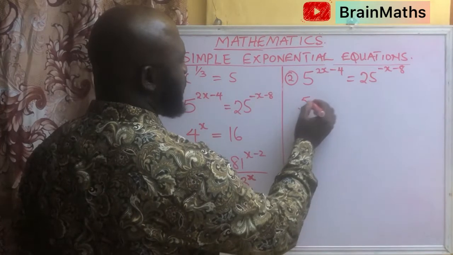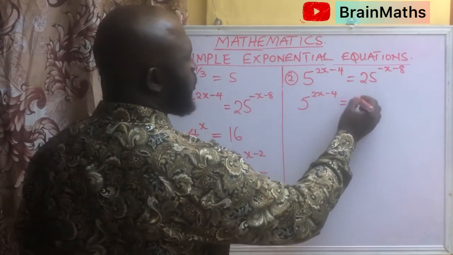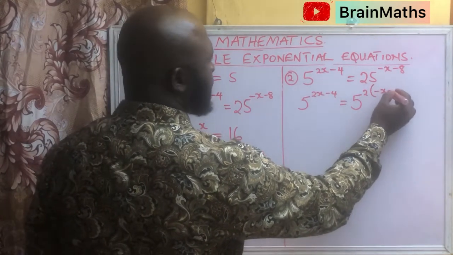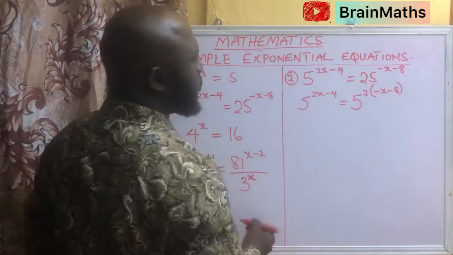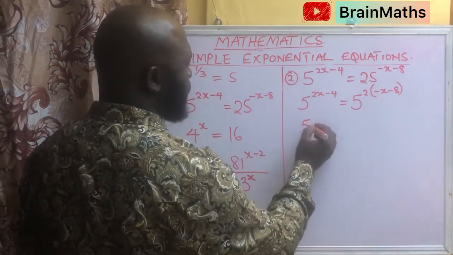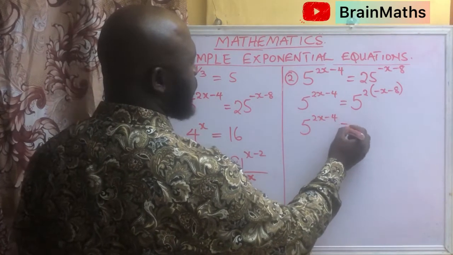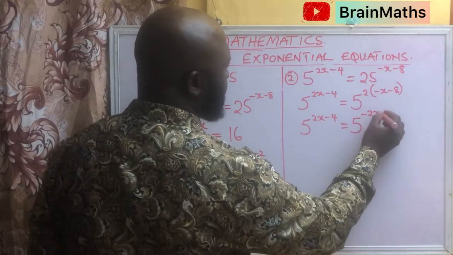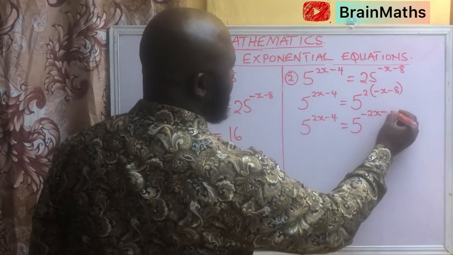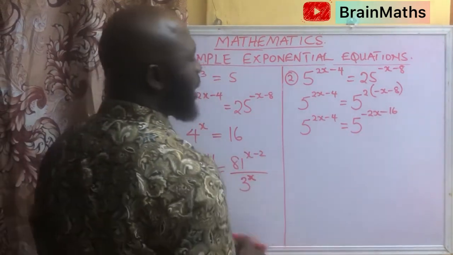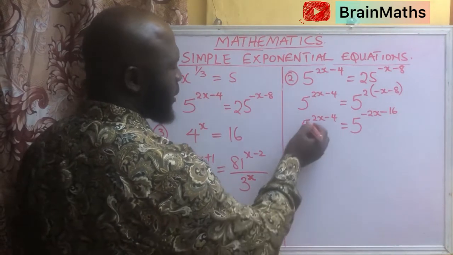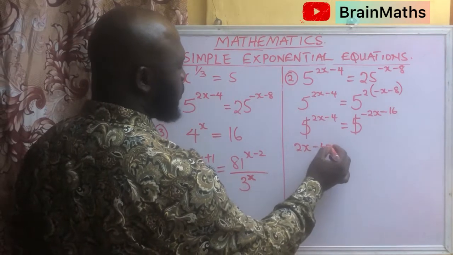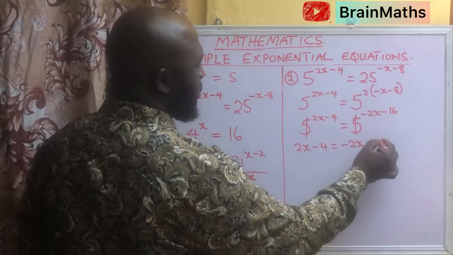So we say 5 raised to power 2x minus 4 equals 25 itself, which is 5 raised to power 2, multiplying minus x minus 8. So this will lead us to 5 raised to power 2x minus 4 equals 5 raised to power 2 times minus x, minus 2x, 2 times minus 8, minus 16. Since the two of them have the same base numbers, we can eliminate both base numbers, leaving us with 2x minus 4 equals minus 2x minus 16.